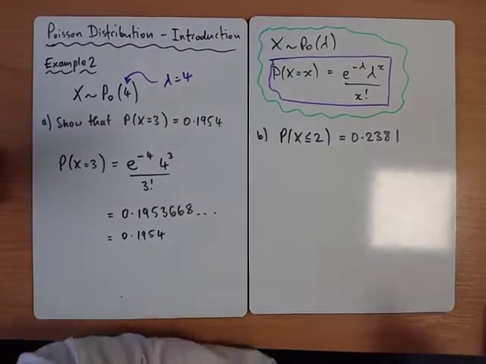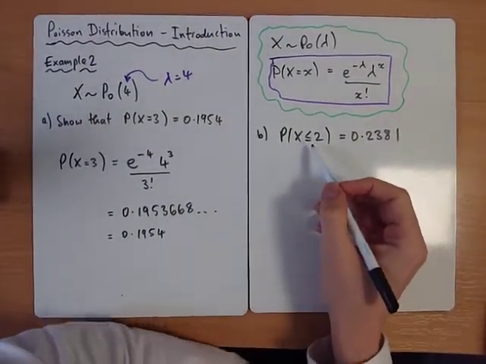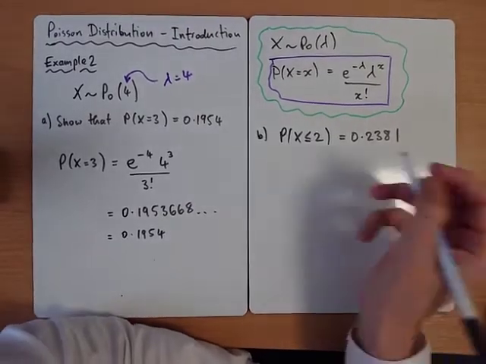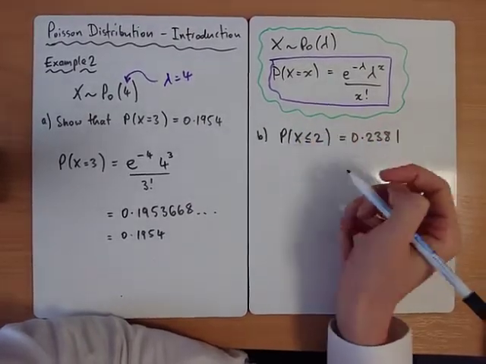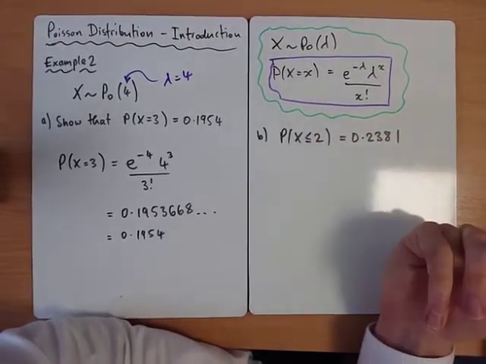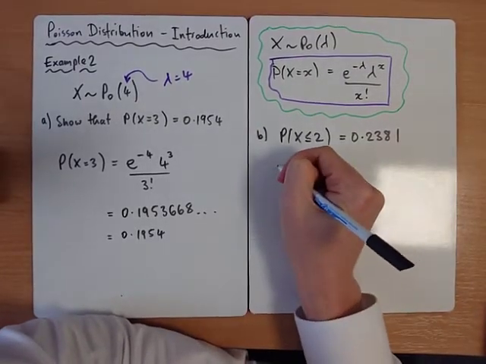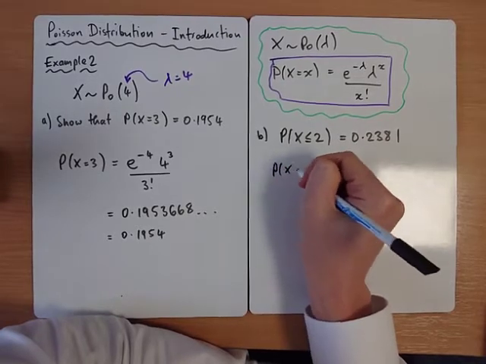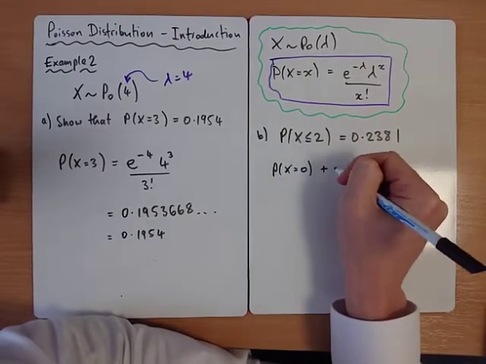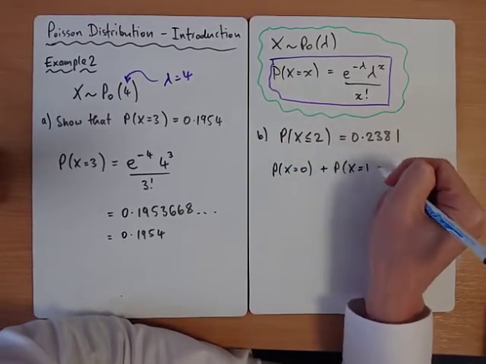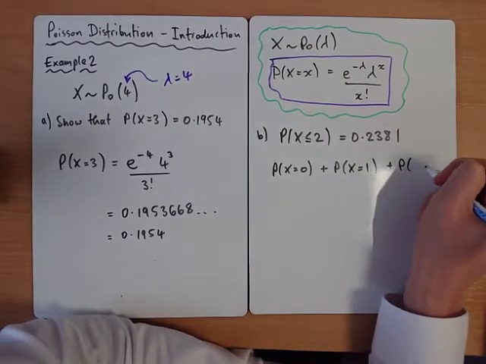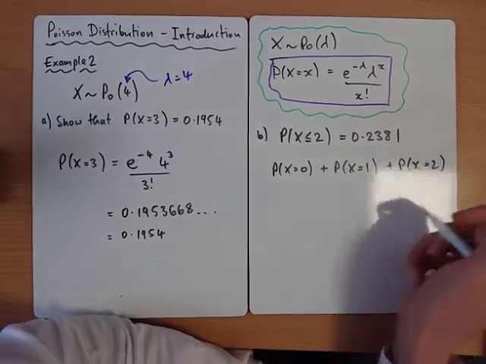So for the last one, we want to show that the probability of it being less than or equal to 2 is equal to this. So if we want it less than or equal to 2, again, we've got to show where the answer comes from, so we're not just going to go to the distribution on the calculator. Less than or equal to 2 would be the probability that x is equal to 0, plus the probability that x is equal to 1, plus the probability that x is equal to 2.